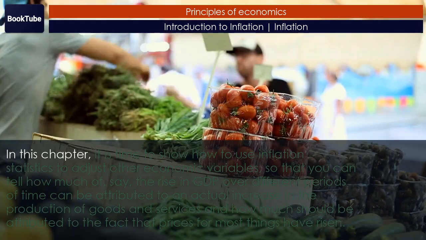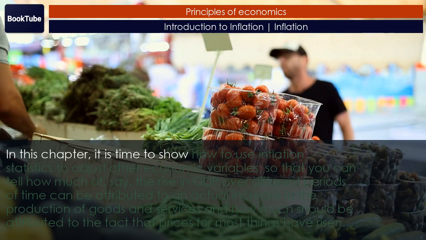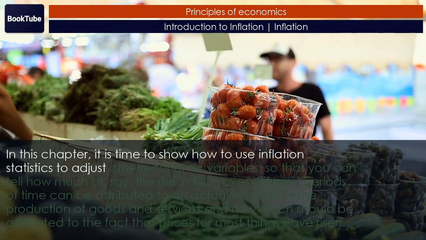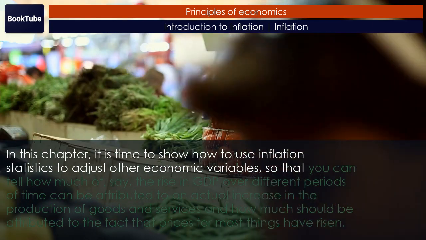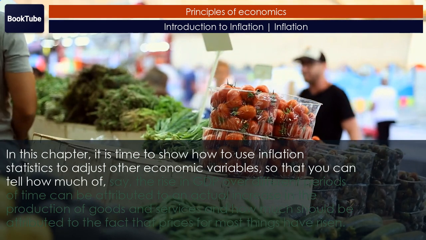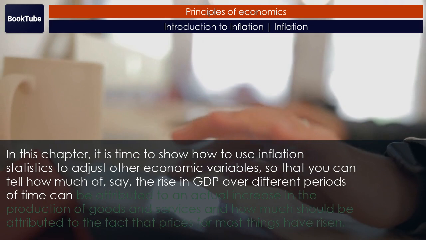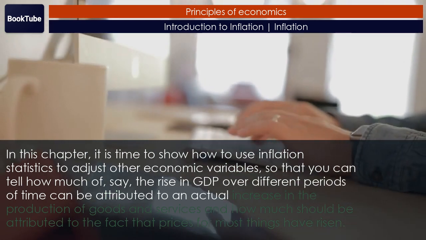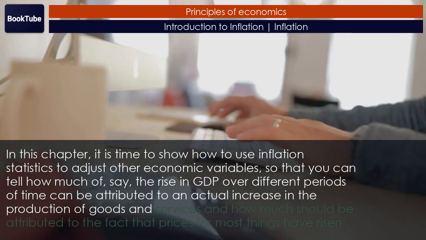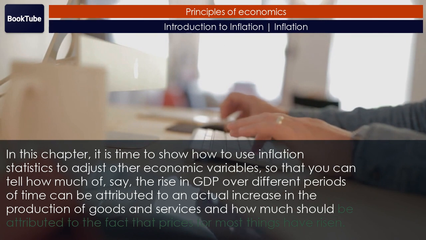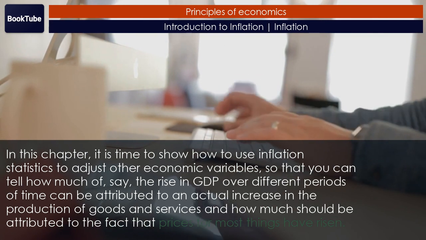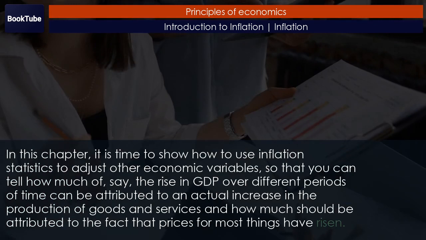In this chapter, it is time to show how to use inflation statistics to adjust other economic variables, so that you can tell how much of, say, the rise in GDP over different periods of time can be attributed to an actual increase in the production of goods and services, and how much should be attributed to the fact that prices for most things have risen.